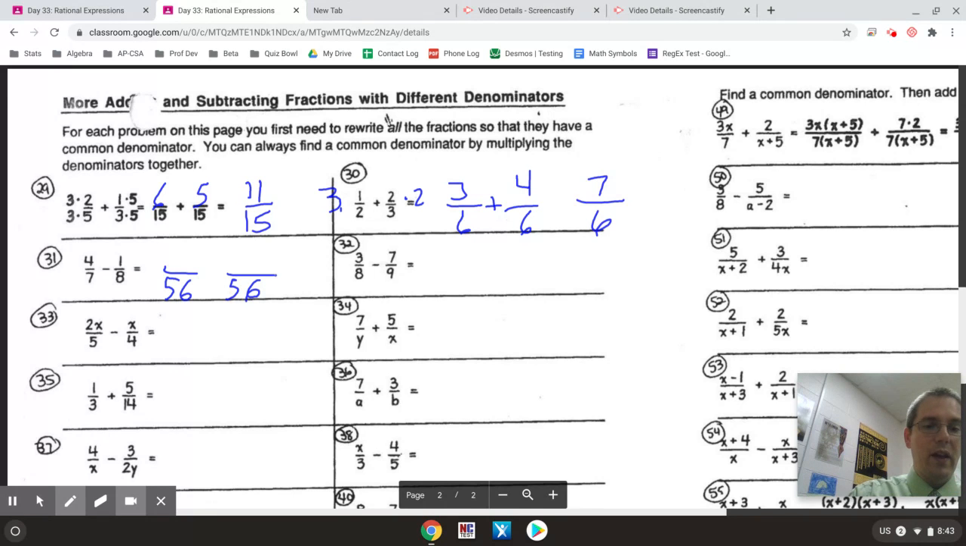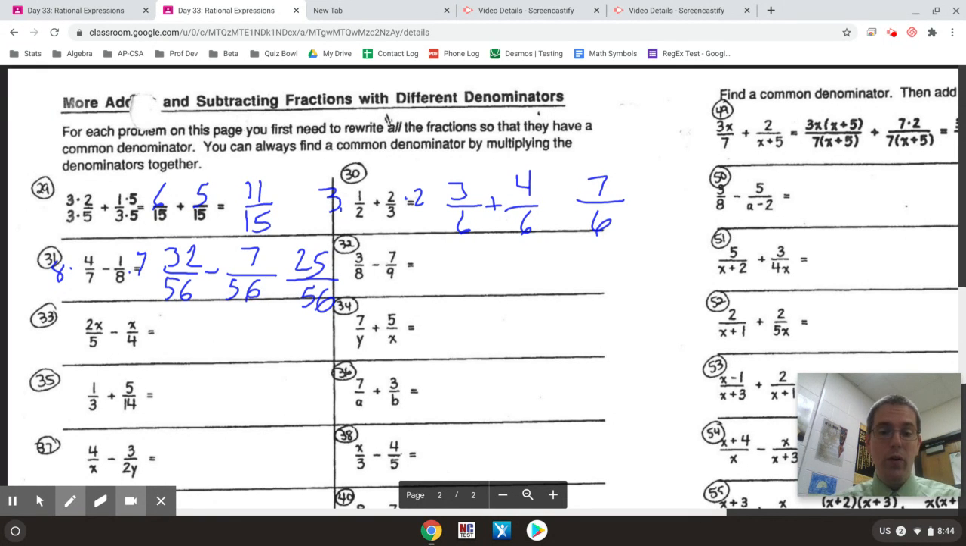7 times 8 is 56. So 4 times 8 would be a 32 up top. I have to multiply top and bottom by 8. I'm going to have to multiply top and bottom by 7 to get a 56 out of the 8. So that's going to be a 32 minus 7. And 32 minus 7 does simplify to a 25 over 56. So that gives you the idea of how you do some of these with the numbers. And we're going to skip down and start looking at some with the letters, like number 34.